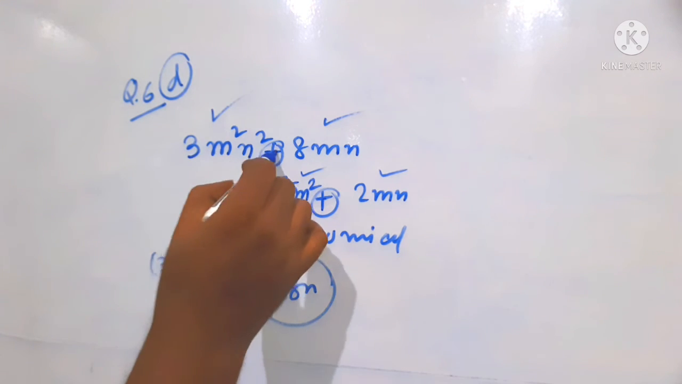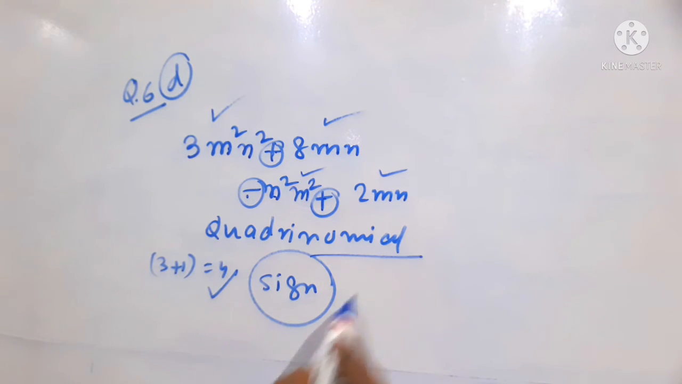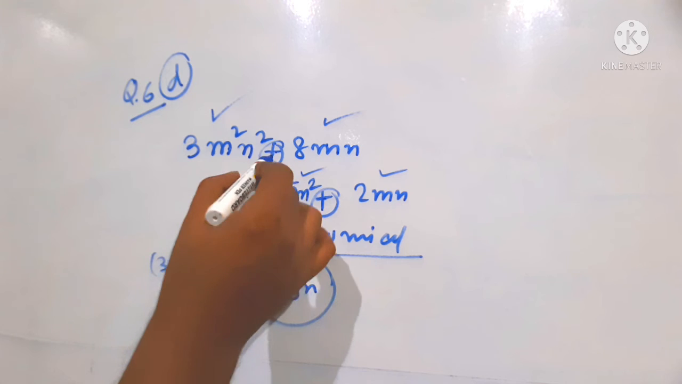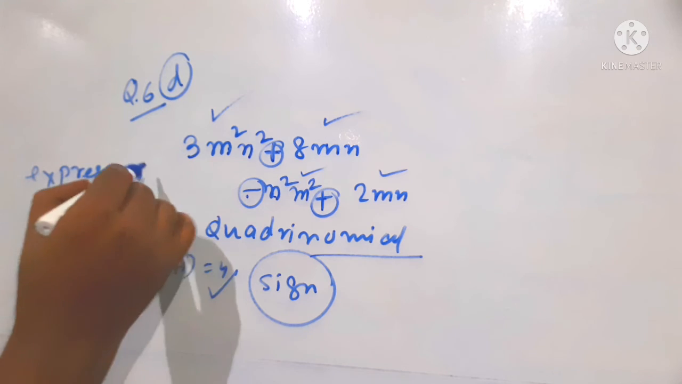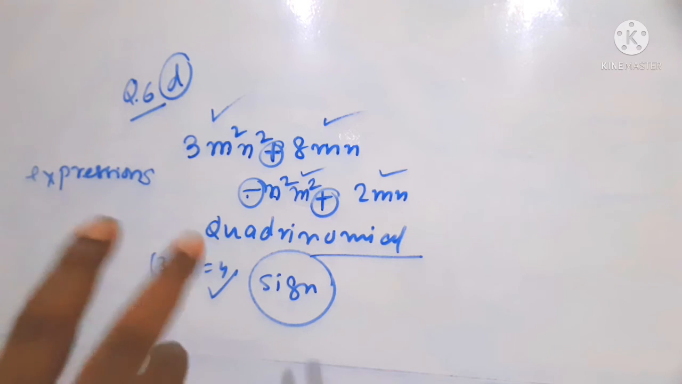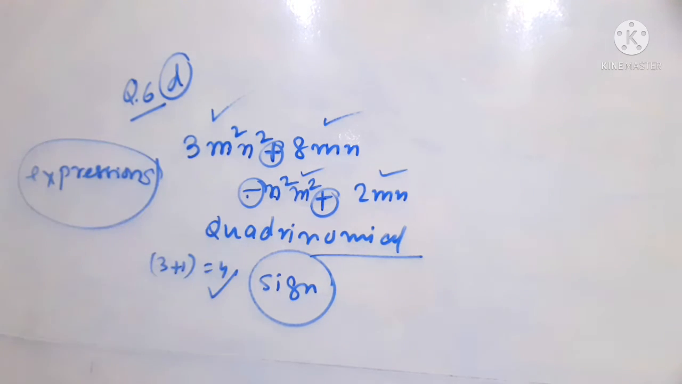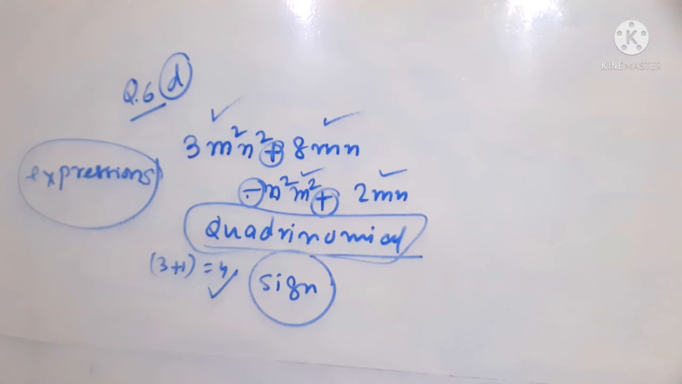Yes. So 1, 2, 3, 4. So 4 terms. So the answer is quadrinomial. You know it, and the shortcut technique. Where is your doubt? This is an expression, not a calculation. If this is a calculation, then there are 2 terms, but this is an expression. This is a quadrinomial. This is an algebraic expression. It is not asked to calculate it.